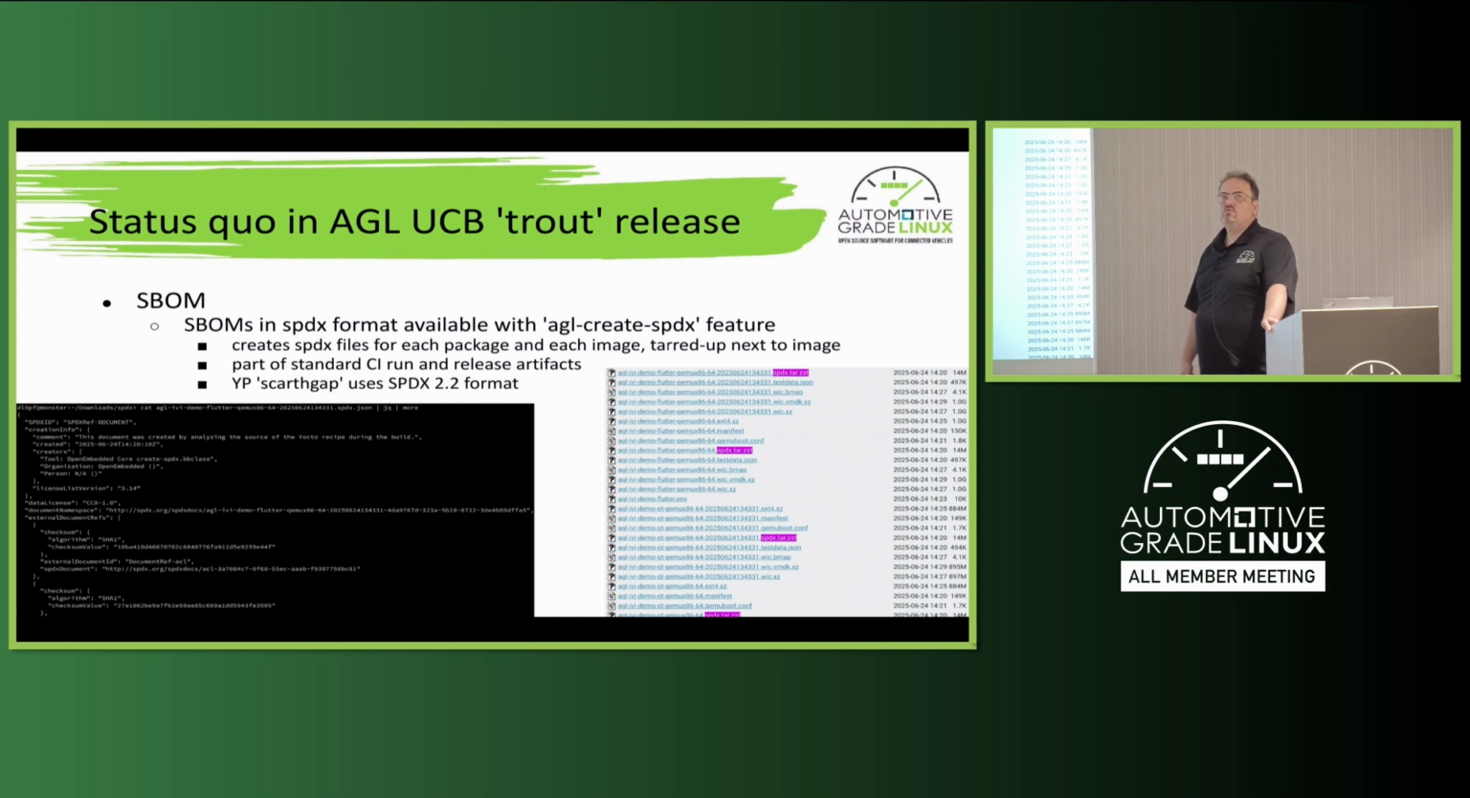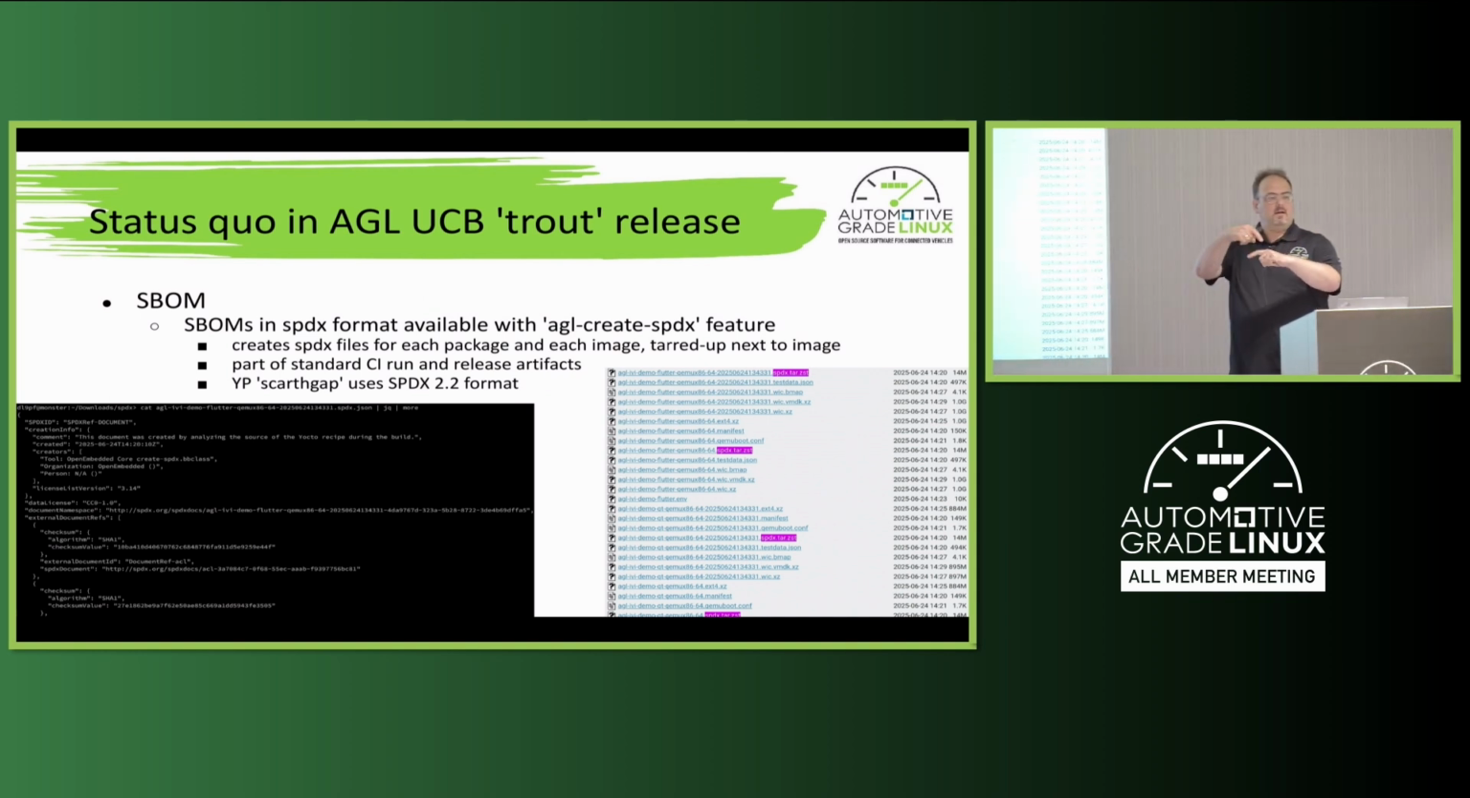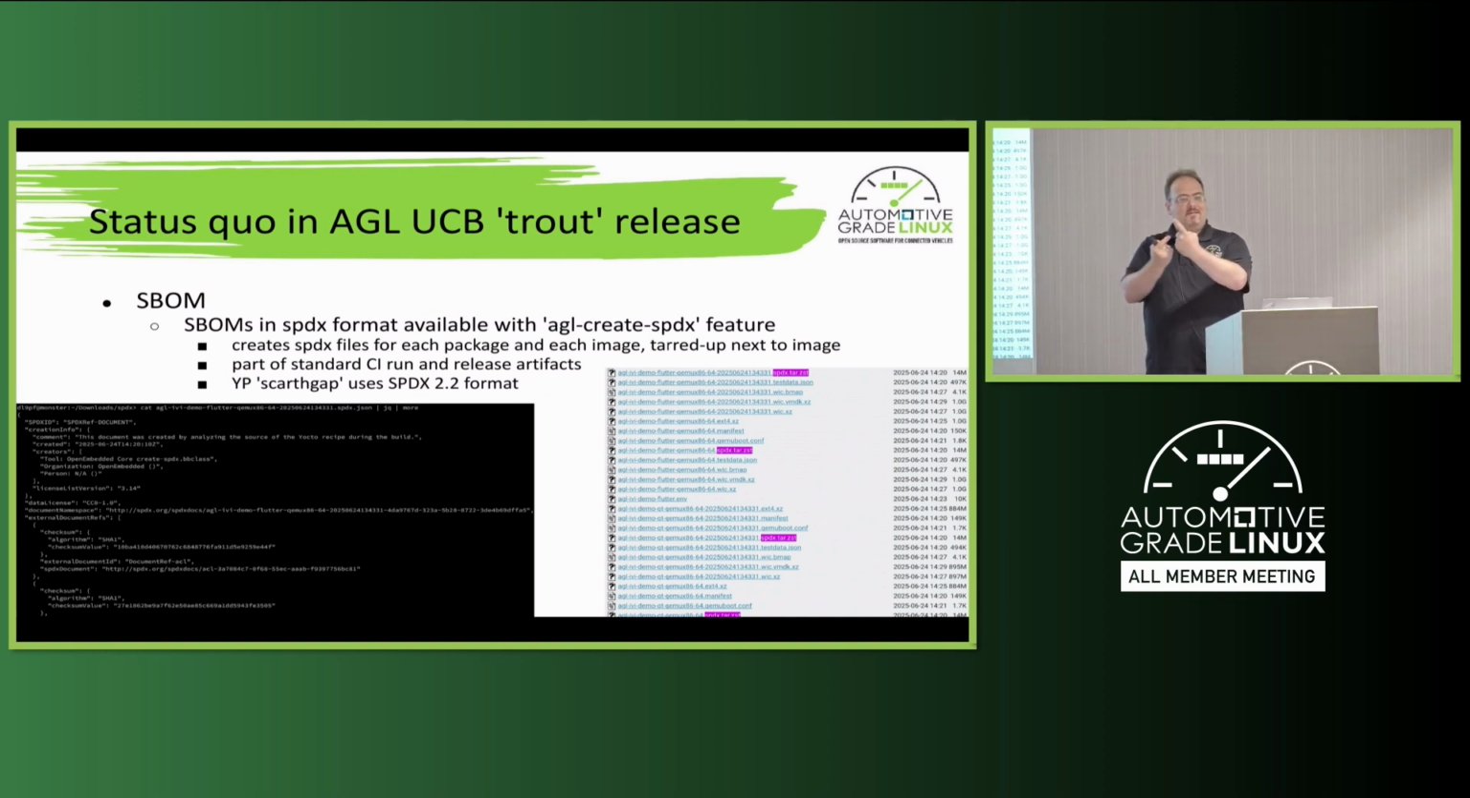That had to do with hashes that are embedded in there, and if we create the image SBOM, those would have to change, so we had a chicken-and-egg problem within the SPDX format. So the current state is essentially we produce an SBOM for each package. We have an index file that references these, and they all get tarred up over here.